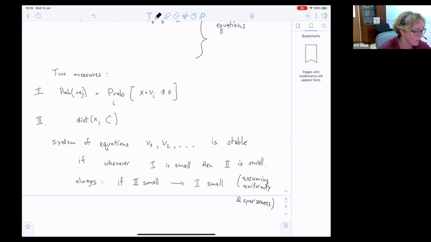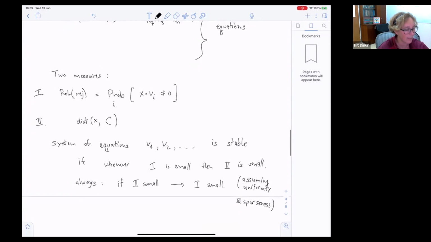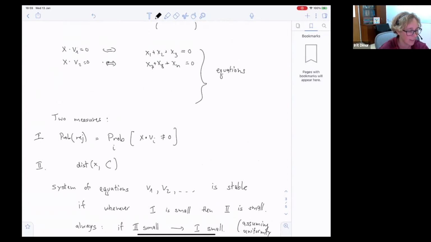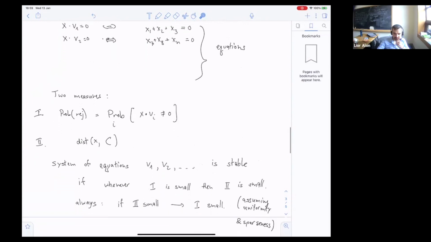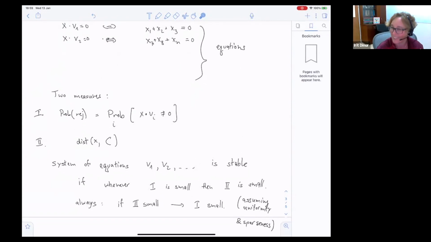So my claim was this, that in situations like we discussed, where the parity checks are sparse and uniform, meaning that x1 occurs in some number of equations, and this number is the same, say, for every index. Okay, so assume this kind of uniformity. Then this direction is immediate, and the more difficult direction is to show that if few vectors reject, the distance is close.